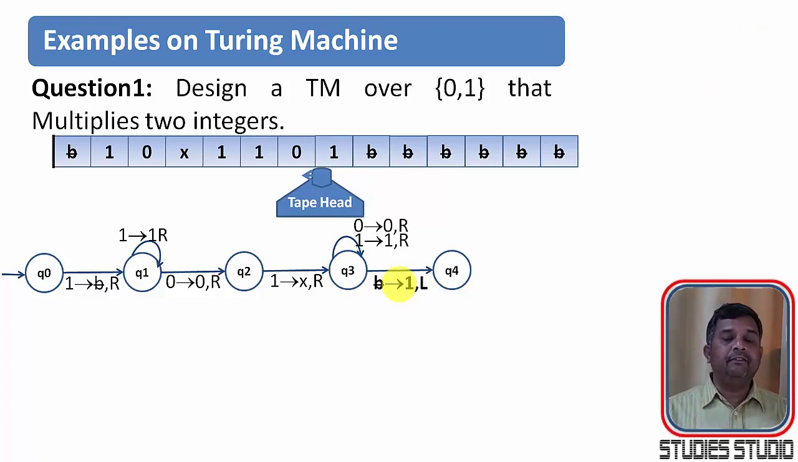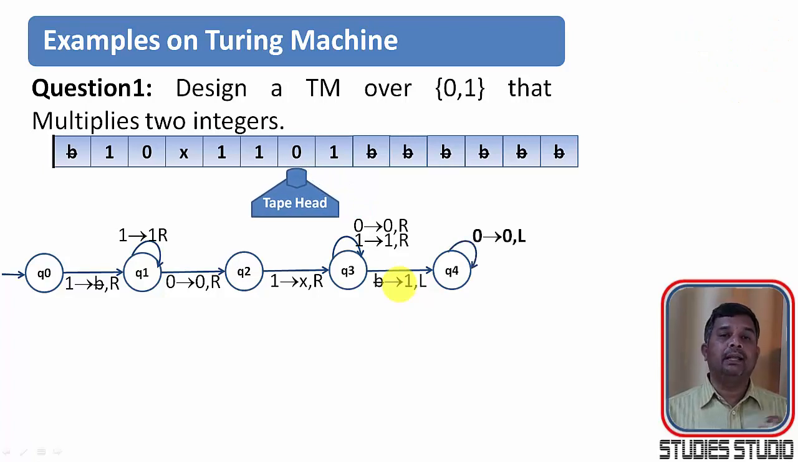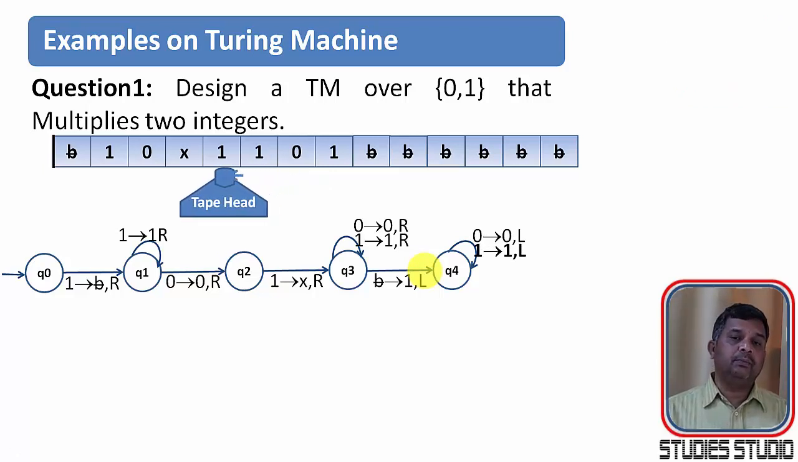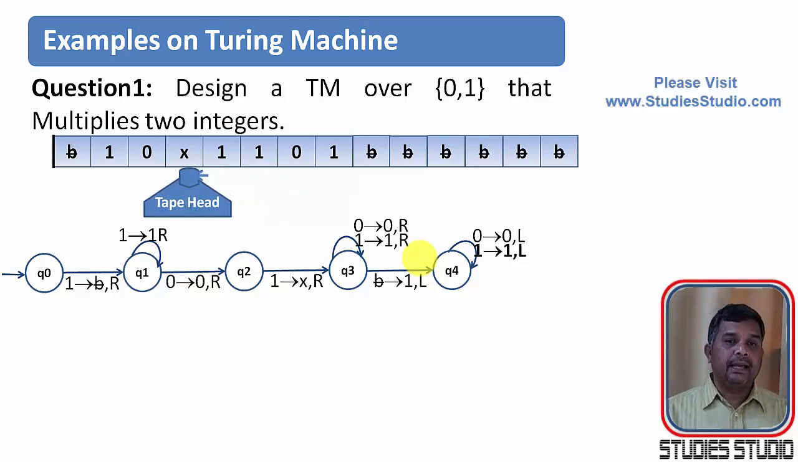I'll be moving left as long as I'm not getting the symbol X. So the first symbol that I got is 0. I wrote 0 there, moved left. The next symbol is again 1. I wrote 1 there and moved left. The next symbol is again a 1. I have written 1 there and moved left. The next symbol that I am getting is an X.